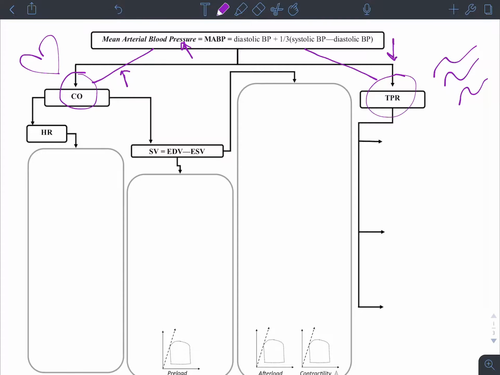Okay, so what we're going to do is explain how cardiac output is affected by heart rate and stroke volume. Everything that affects heart rate is going to go in this box. Everything that affects end diastolic volume will go in this box. Everything that affects end systolic volume will go in this box. And total peripheral resistance is affected by three things. Okay, so let's go ahead and get started and delete all of that.